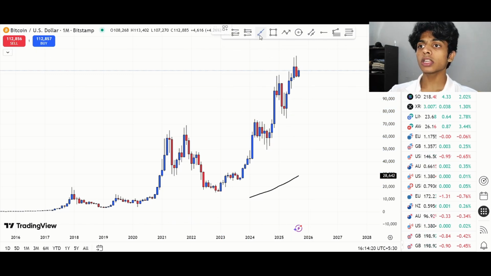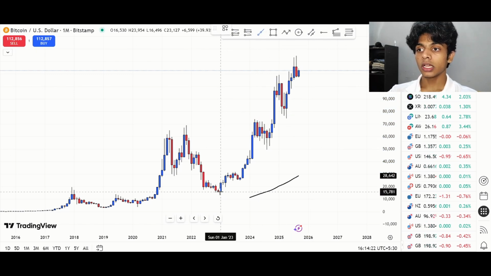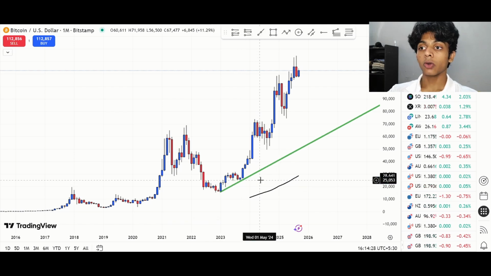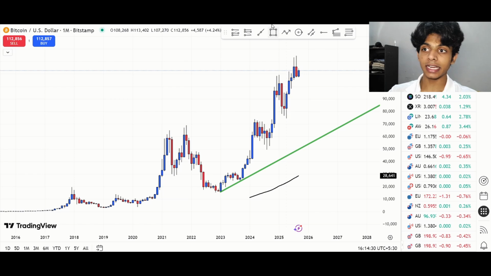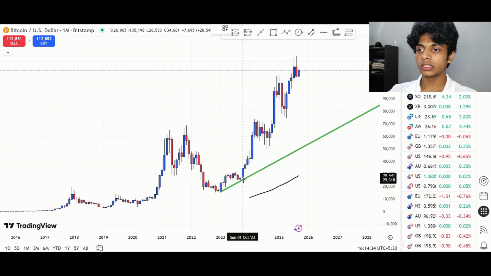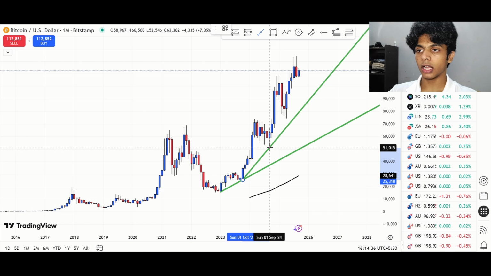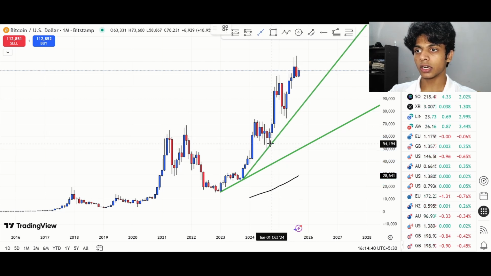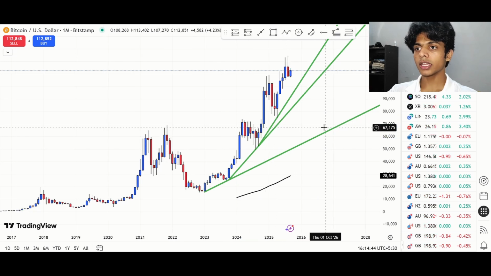So now what I'm going to do is use the ray tool and draw a ray with the maximum touch points without letting the price intersect the line. I can draw one over here, and I can draw a steeper one from this point until here where the price can touch, and I can draw a third ray from here till this point. So now I can draw three rays on the monthly time frame.